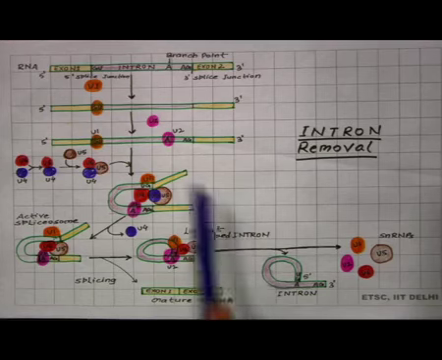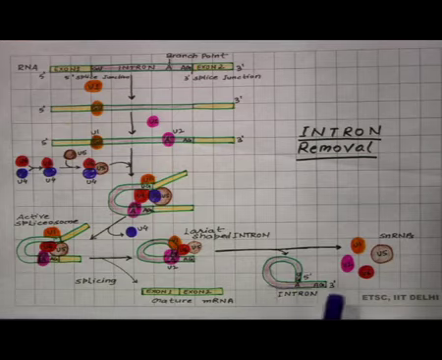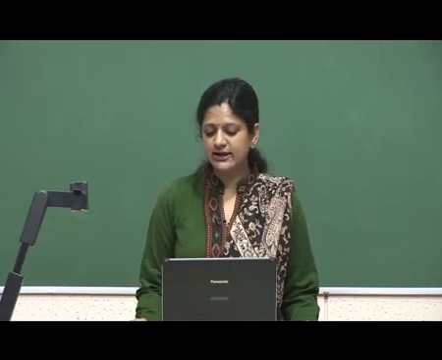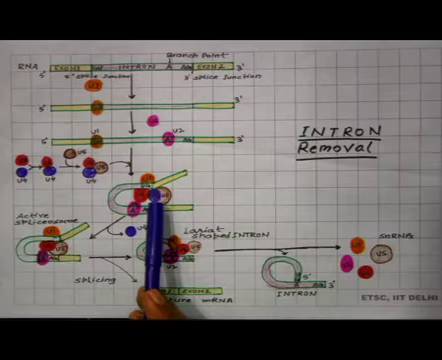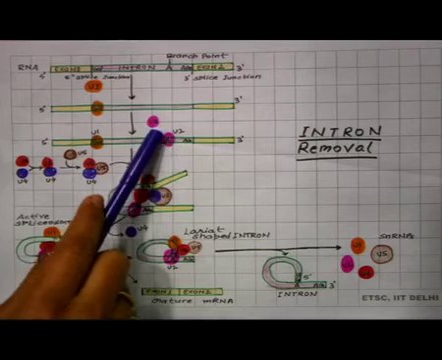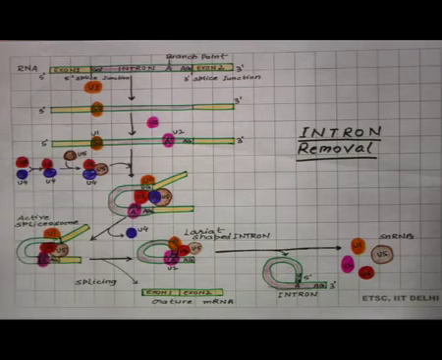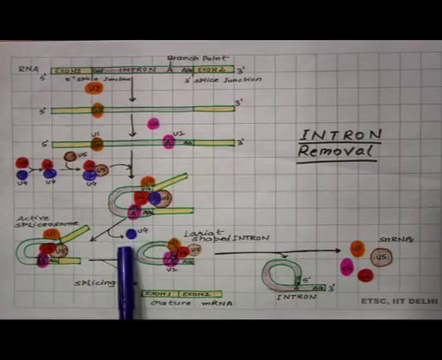This is how all the introns, one by one, will be removed with the help of small nuclear ribonucleoproteins. So, U4 snRNP dissociates, resulting in formation of the active spliceosome. You can see after the binding of all the small nuclear ribonucleoproteins, there are 5 small nuclear RNPs: U1, U2, U4, U6 and U5. All these 5 principal small nuclear ribonucleoproteins bind over the intron. After the binding, this U4 will be removed.